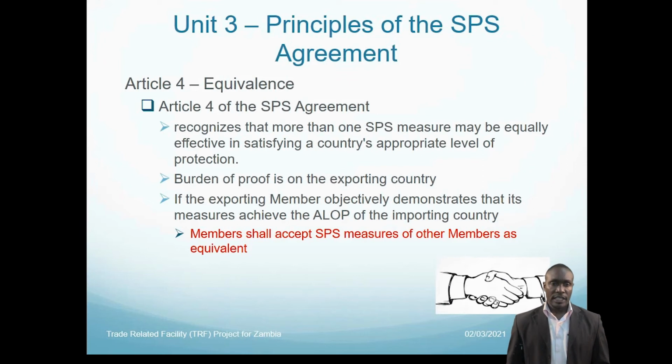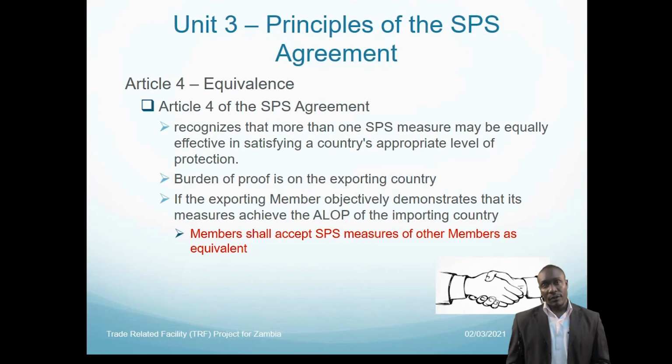Article 4 of the SPS will give you the equivalence provisions. And in this article, it is recognized that more than one SPS measure can be equally effective. Article 4 of the SPS Agreement recognizes that more than one measure in terms of SPS legitimate objective can be effective in satisfying a country's appropriate level of protection, which in some cases is called the acceptable level of risk.